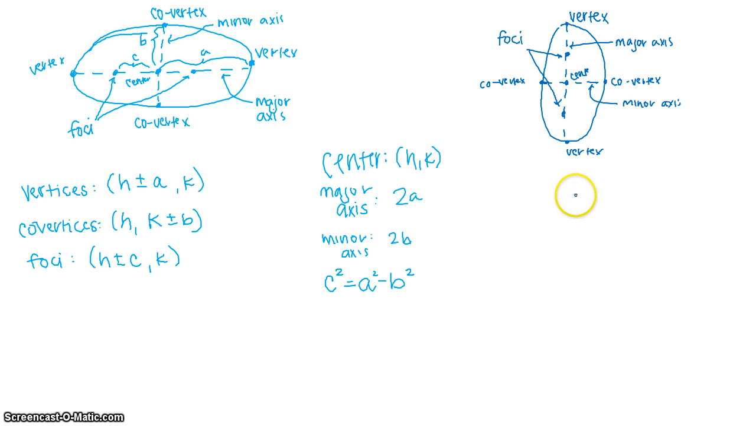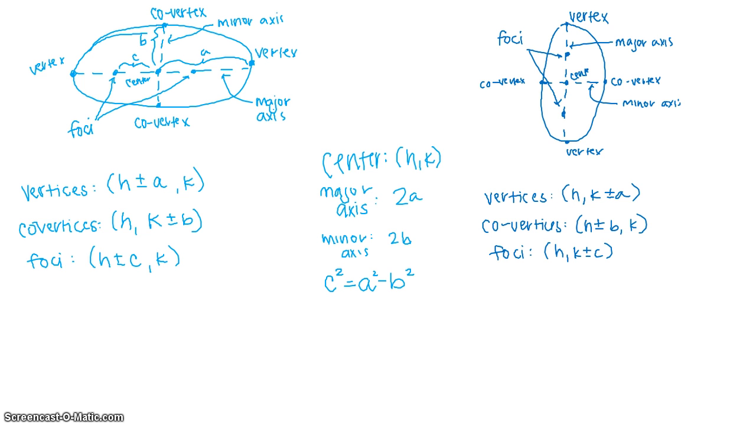I'm going to have something similar over here. On the second one, since it's got a vertical major axis, basically everything is turned: the vertices keep the same x value as the center but a different y value. Your co-vertices will keep the same y value, and the foci, since again they're on the major axis, will keep the same x value. Now to our equations.